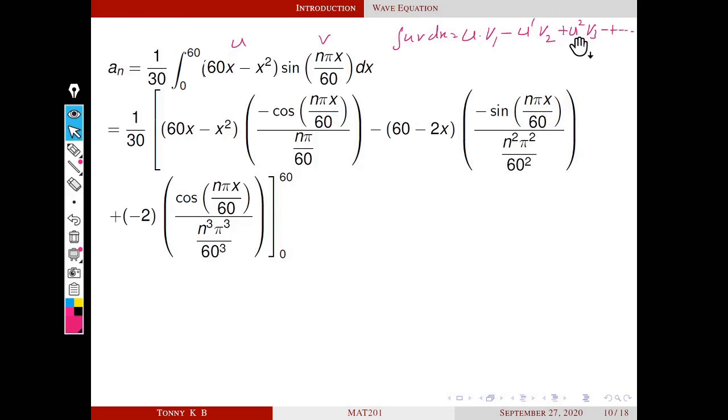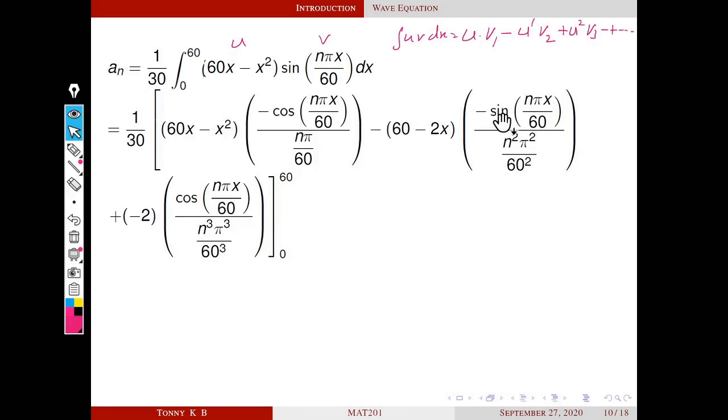And what about the third term? Third term is plus. Yes, plus u2. u2 means second derivative of u or derivative of u1. This is our u1. Okay. So what is the derivative of 60 minus 2x? That is minus 2. And v3. What is v3? v3 is the integral of v2. This is our v2. Right. Including this minus. This full quantity is our v2. Okay. So integrate this v2.